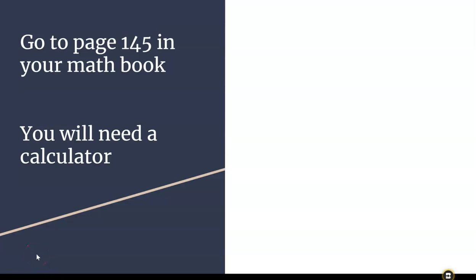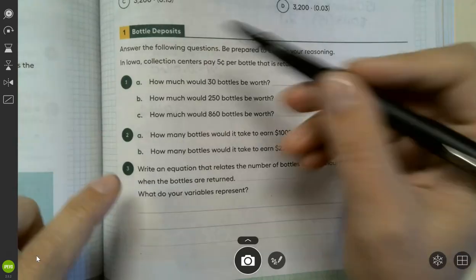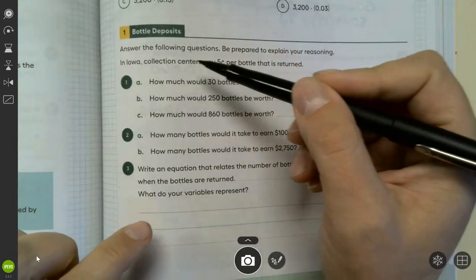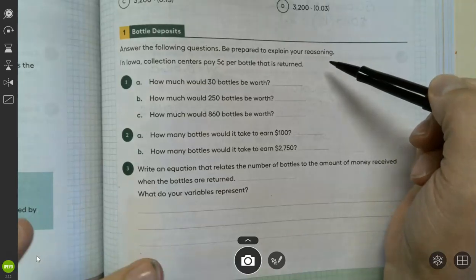Okay, for part 2, we're going to be in the book. We're going to go to page 145. You will need a calculator. Pause the video now to get those things ready. All right, so on page 145, we're going to be talking about bottle deposits. We're going to answer the following questions. We're going to be prepared to explain our reasoning.